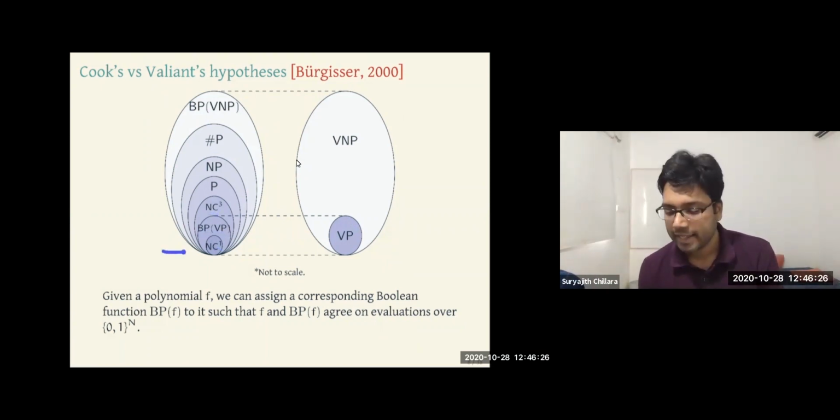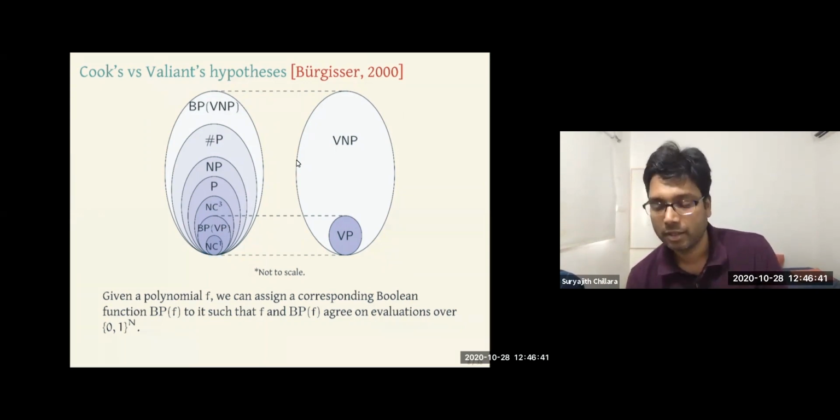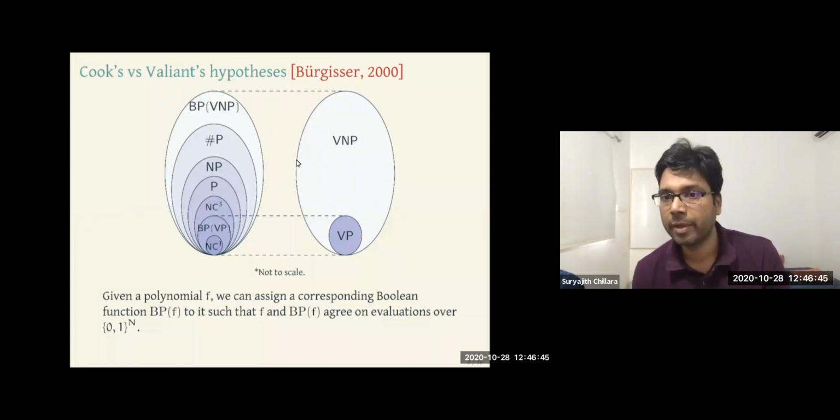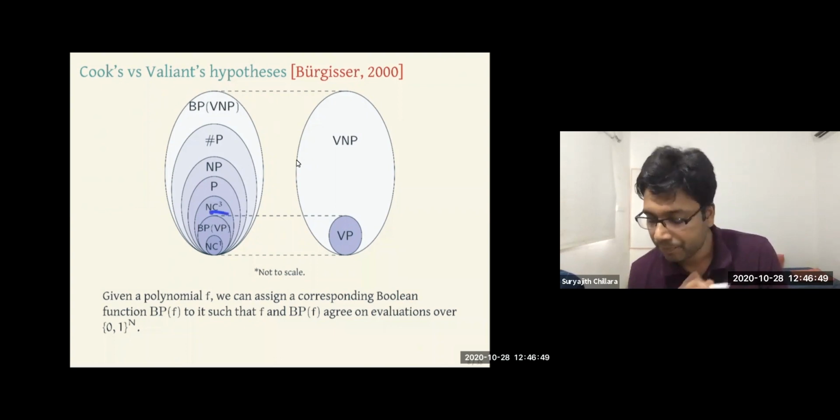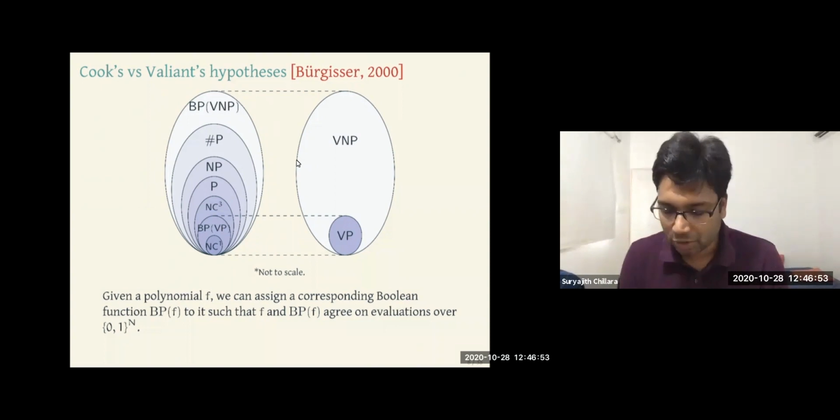What is this? NC1 is the class of Boolean functions that can be computed by Boolean circuits of log depth, polynomial size, and bounded fan-in. Similarly, NC3 is the class of Boolean functions that can be computed by polynomial size, log cube depth, and bounded fan-in. So anyway, those are irrelevant.